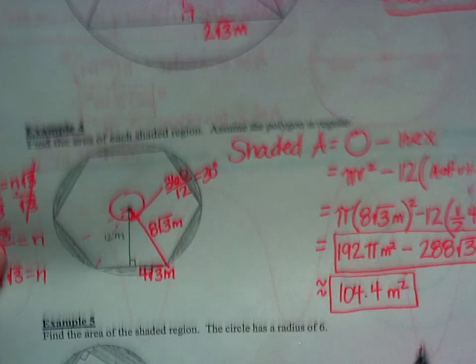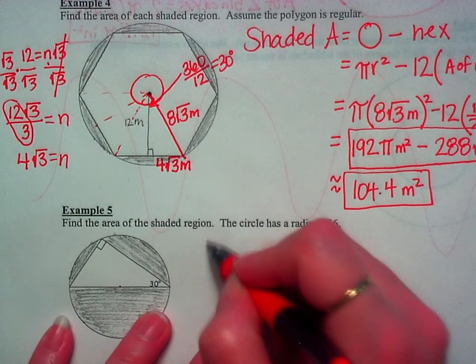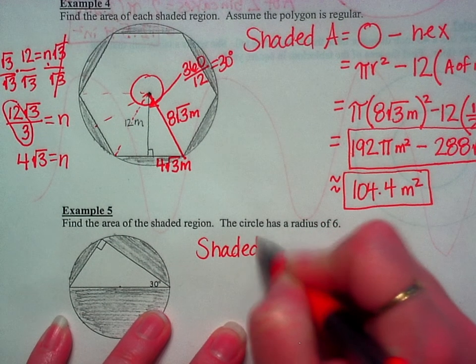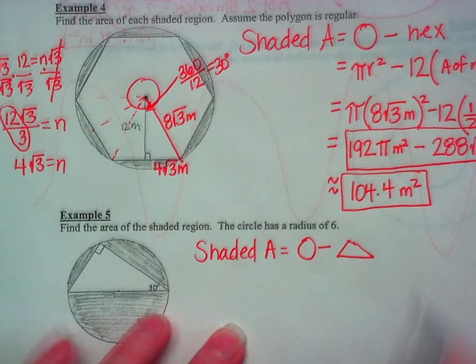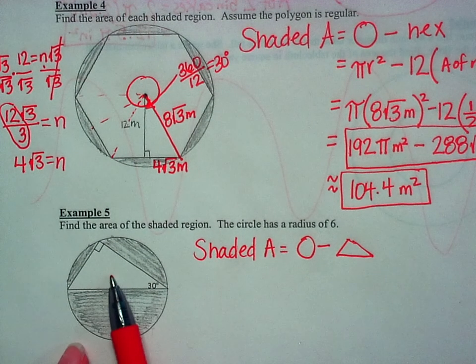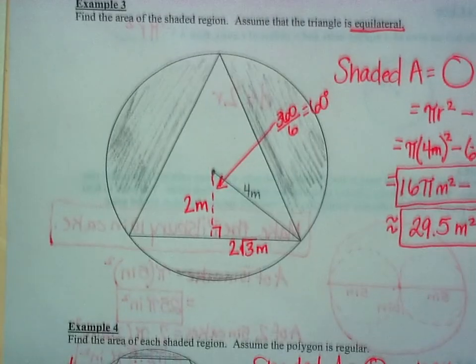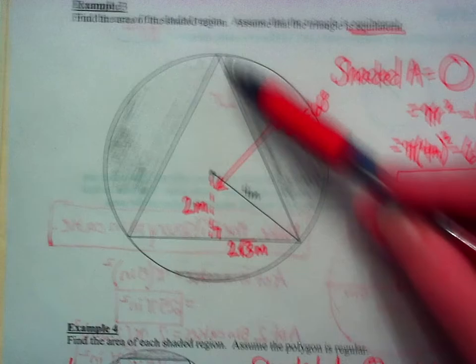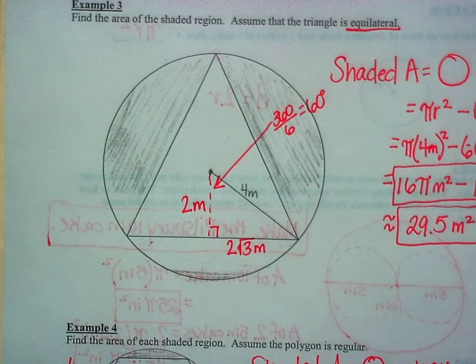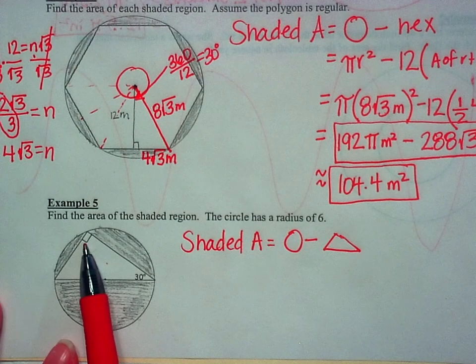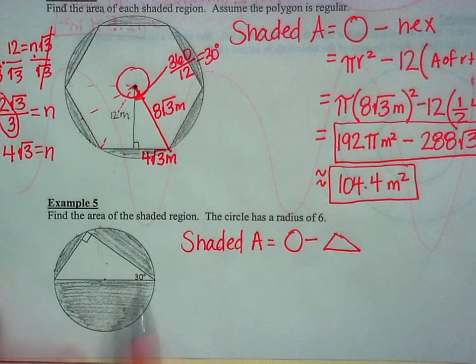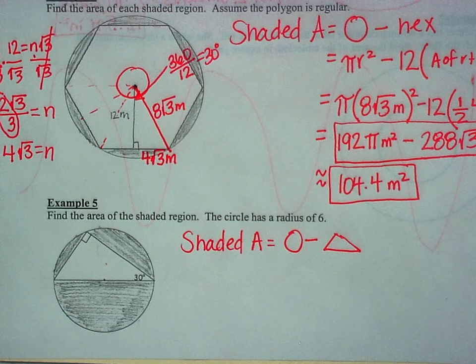Okay, and the last one, our shaded area is going to be the circle minus the triangle. This triangle is different though. This is not a regular triangle. It's not equilateral like this one up here. This big triangle is equilateral. This one down here is not. I can see that because this is a 90-degree angle and this is a 30-degree angle. So it is not an equilateral triangle. It's actually a 30, 60, 90 triangle.